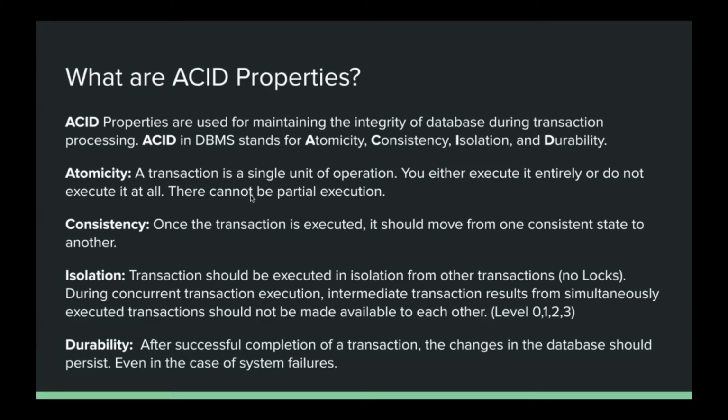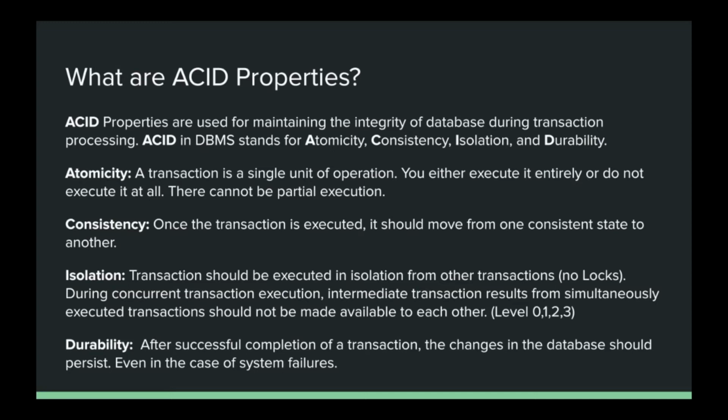So what are ACID properties? ACID properties are used for maintaining the integrity of the database during transaction processing. It stands for atomicity, consistency, isolation, and durability. Start with atomicity. A transaction is a single unit of operation. You either execute it entirely or do not execute it at all. There cannot be a partial execution.